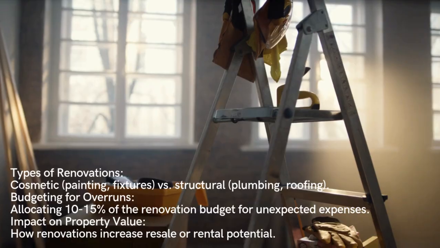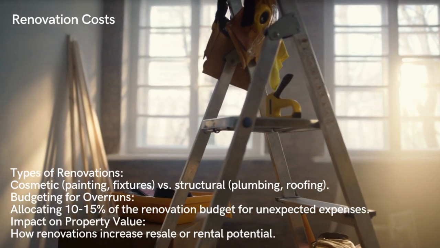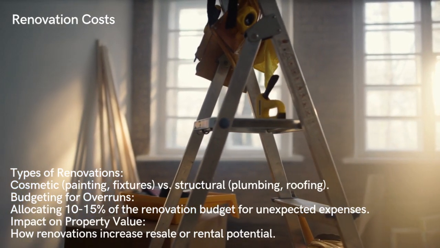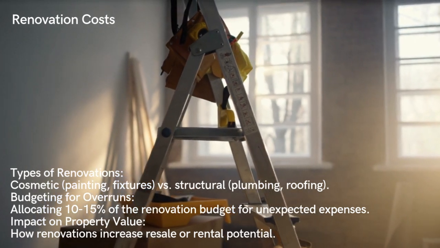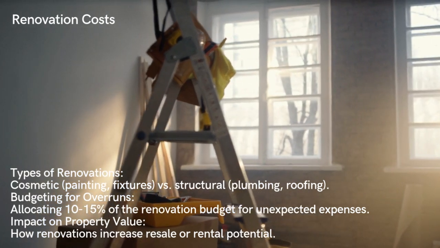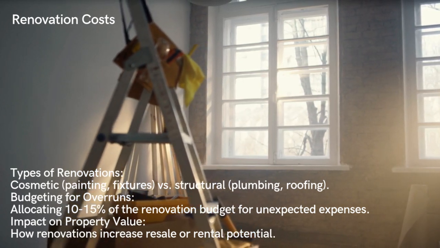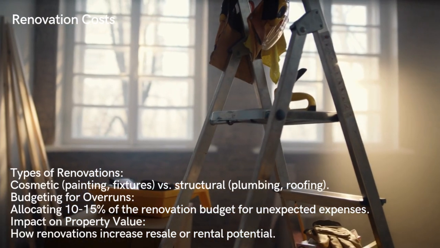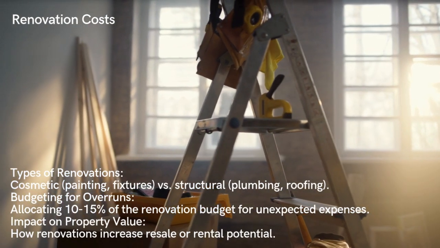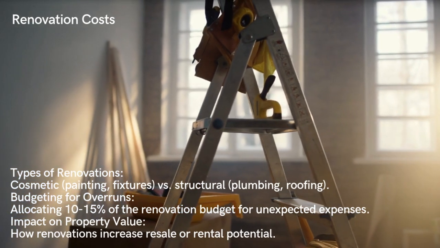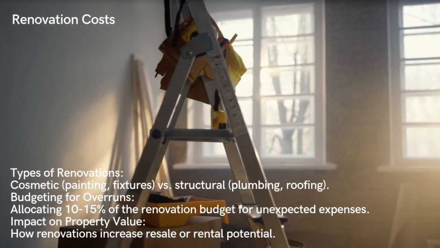Renovation costs can vary significantly depending on the scope of work. You need to differentiate between cosmetic renovations like painting and new fixtures and structural upgrades like plumbing or roofing. It's wise to allocate an extra 10 to 15% of your renovation budget for unexpected expenses, as things often go wrong which lead to unforeseen costs. Research local contractor rates and building material costs to create a realistic renovation plan that aligns with your budget. Try to negotiate a fixed fee with a contractor and other professionals so as to manage any unexpected expenses.